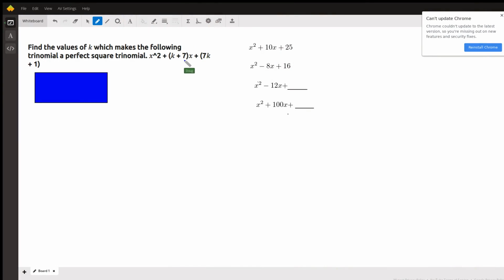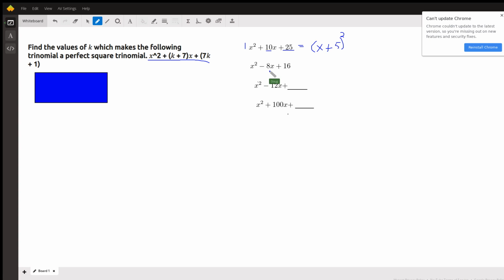So before we tackle this problem, finding the value of k that makes this trinomial a perfect square trinomial, let's just review what a perfect square trinomial looks like. If the leading coefficient is 1, then if we take half of this coefficient right here and square it, we'll get the constant term. And that means this can be written as x plus 5 quantity squared.